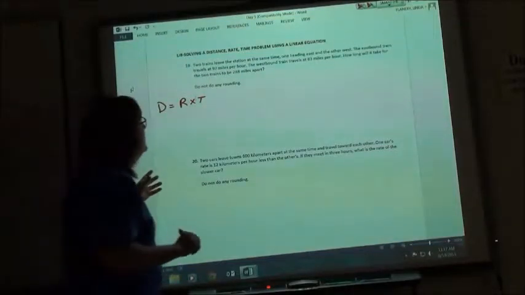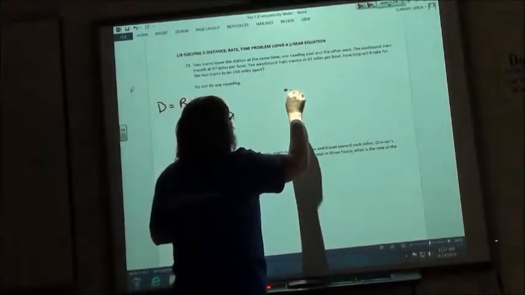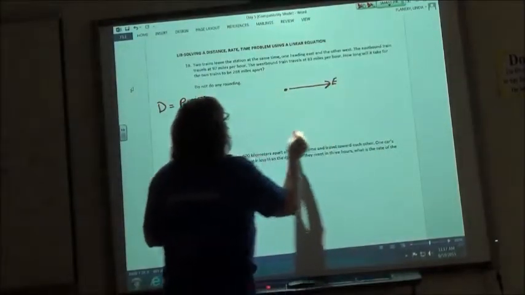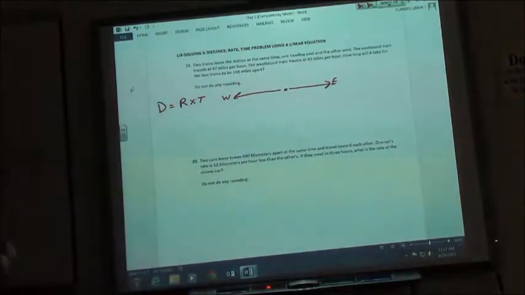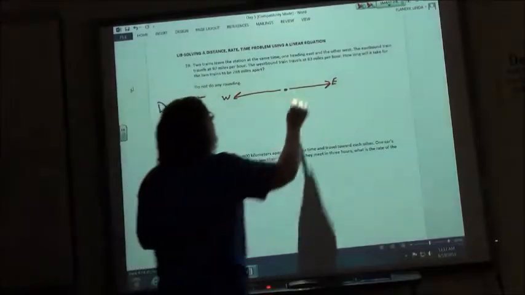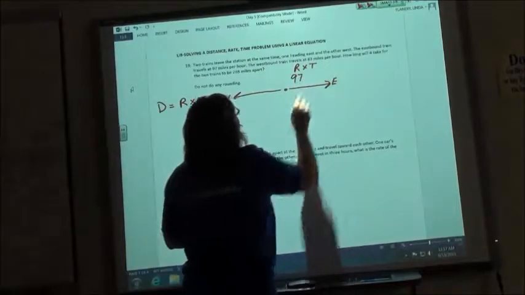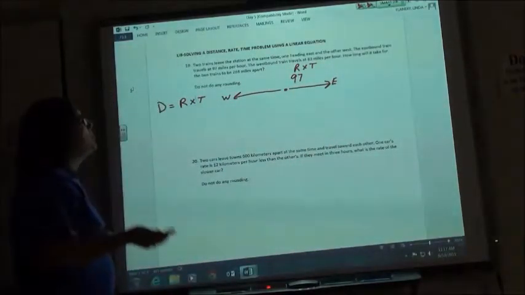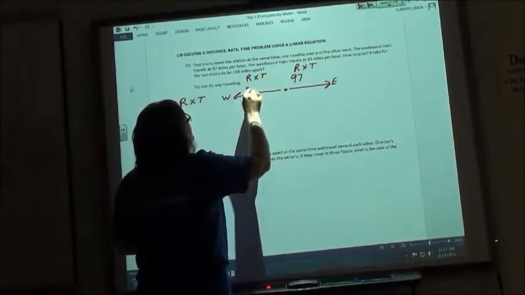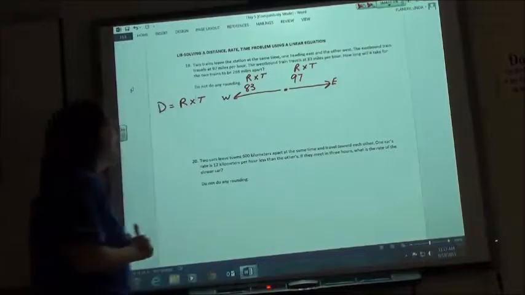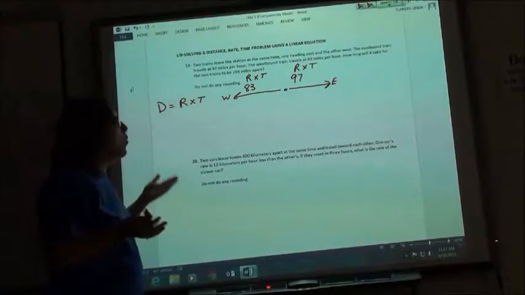So in this case, two trains leave the station at the same time. One's headed east, the other's headed west. The eastbound train travels at 97 miles per hour. So for my eastbound train, if rate times time equals distance, I know that my rate is 97. My westbound train, 83 miles an hour. So again, rate times time equals distance, my rate is 83. How long will it take the two trains to be 288 miles apart? How long? What is their time?